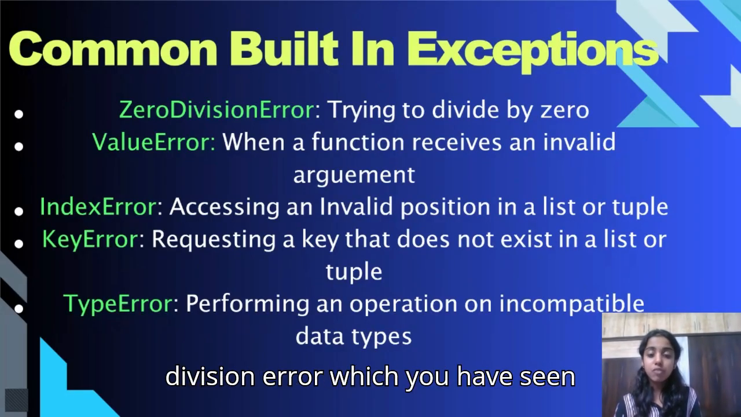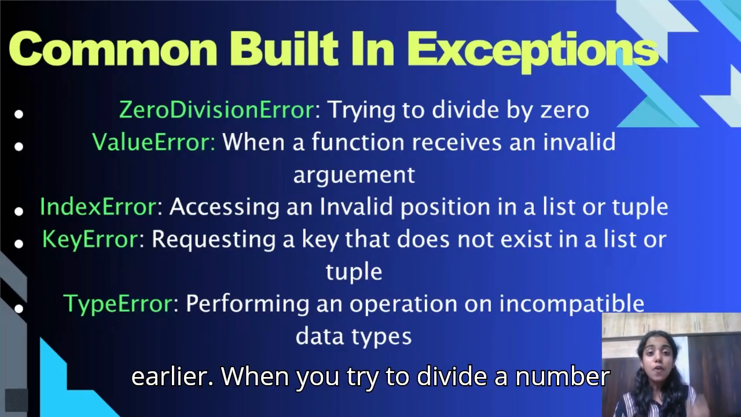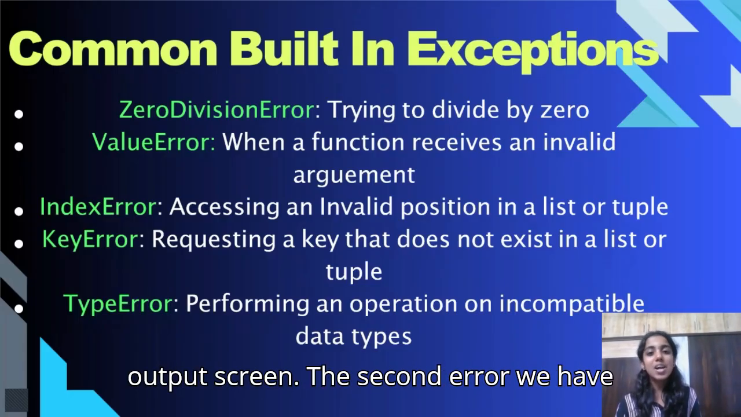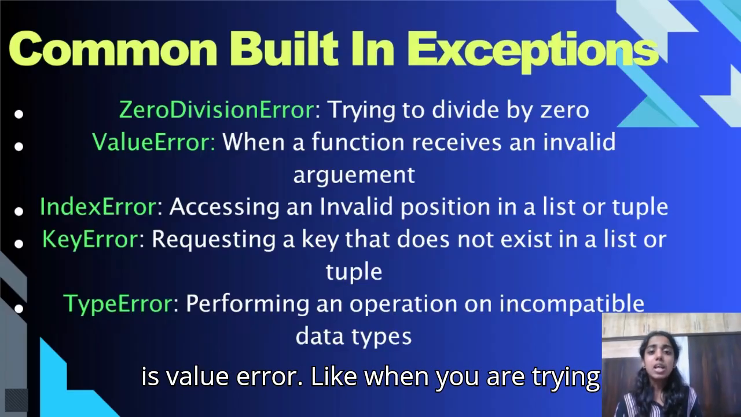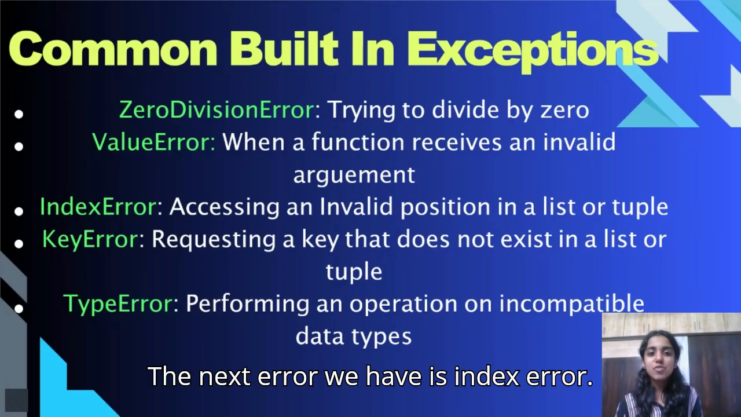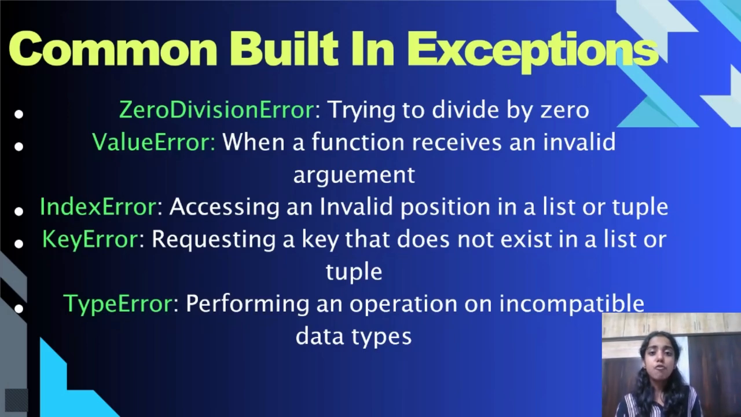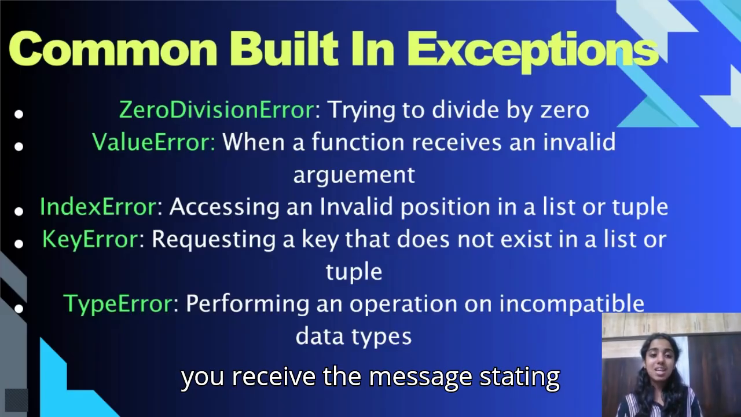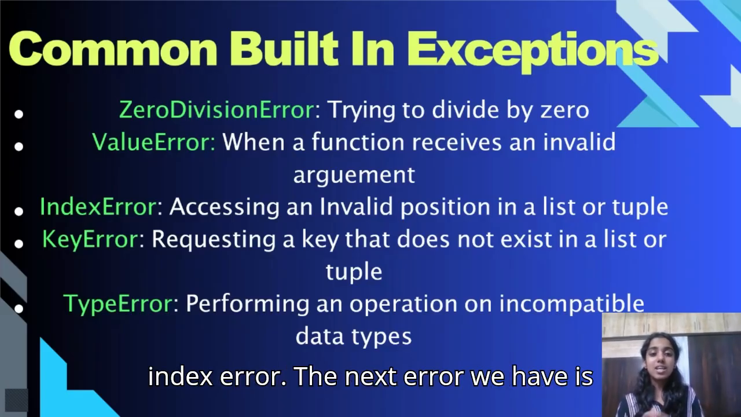First is ZeroDivisionError, which you have seen earlier. When you try to divide a number by 0, you will get this error in the output screen. The second error we have is ValueError, like when you are trying to convert a string that's not a number. The next error we have is IndexError. When you go beyond the list range, you receive the message stating IndexError.